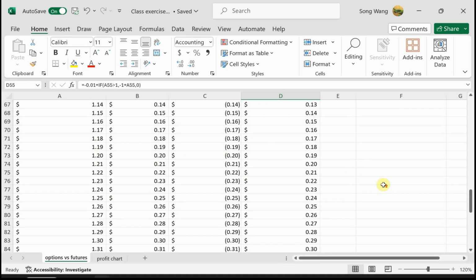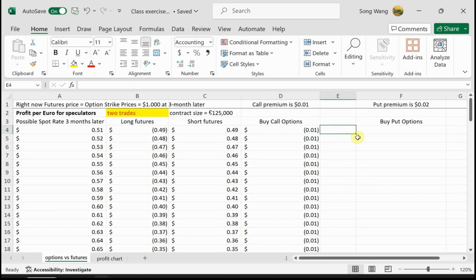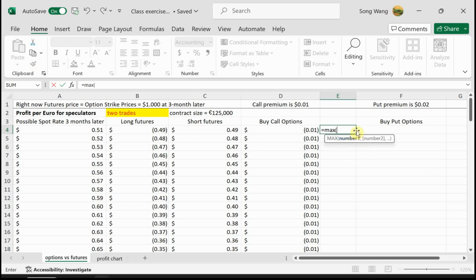Okay? You can also do this. Alright? You can use the max function. So once you possess a call option, you either choose 0 or you choose the spot rate minus the $1 strike price. So this is either 0, or you make some money when the spot rate is higher than 1, or you don't make money at all.